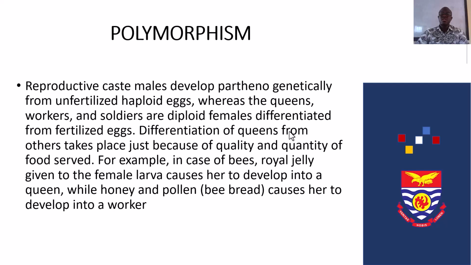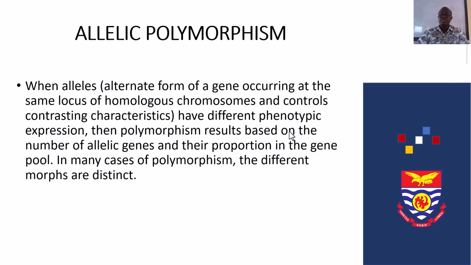Differentiation of queens from others takes place just because of the quality and quantity of food served. For example, in bees, royal jelly given to the female larva causes her to develop into a queen, while honey and pollen, or bee bread, cause her to develop into a worker.